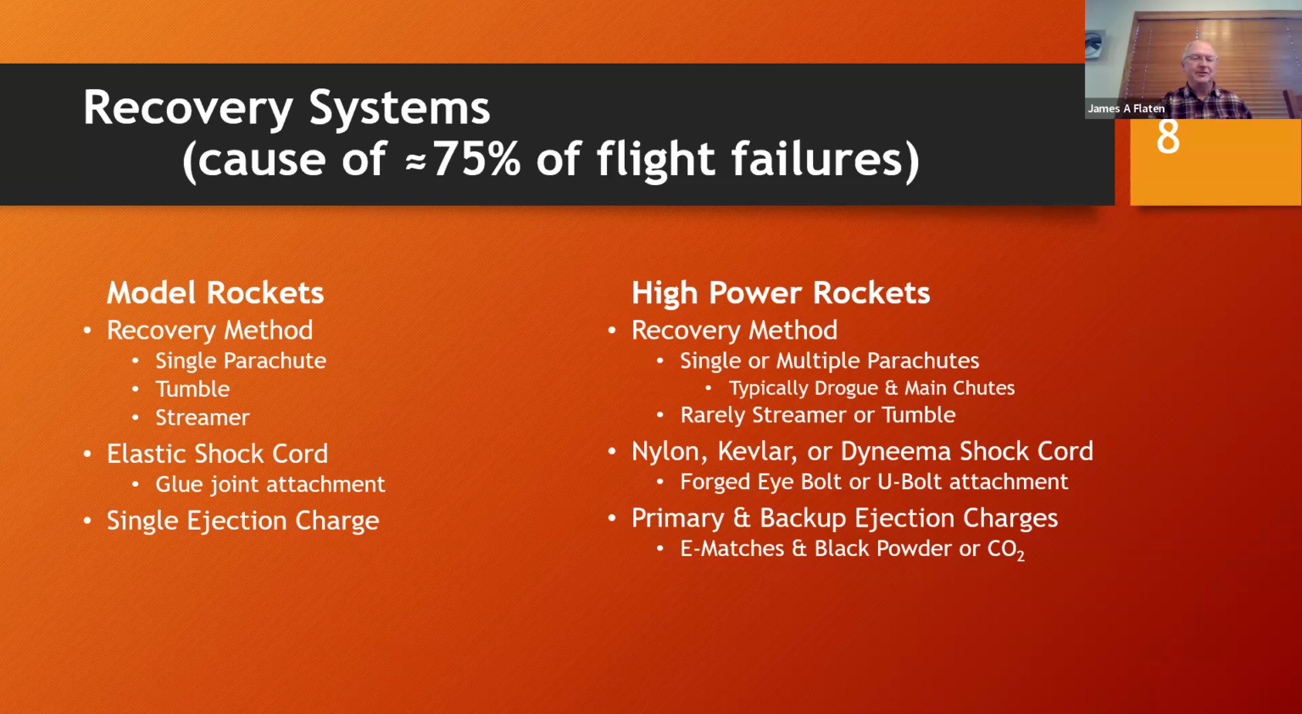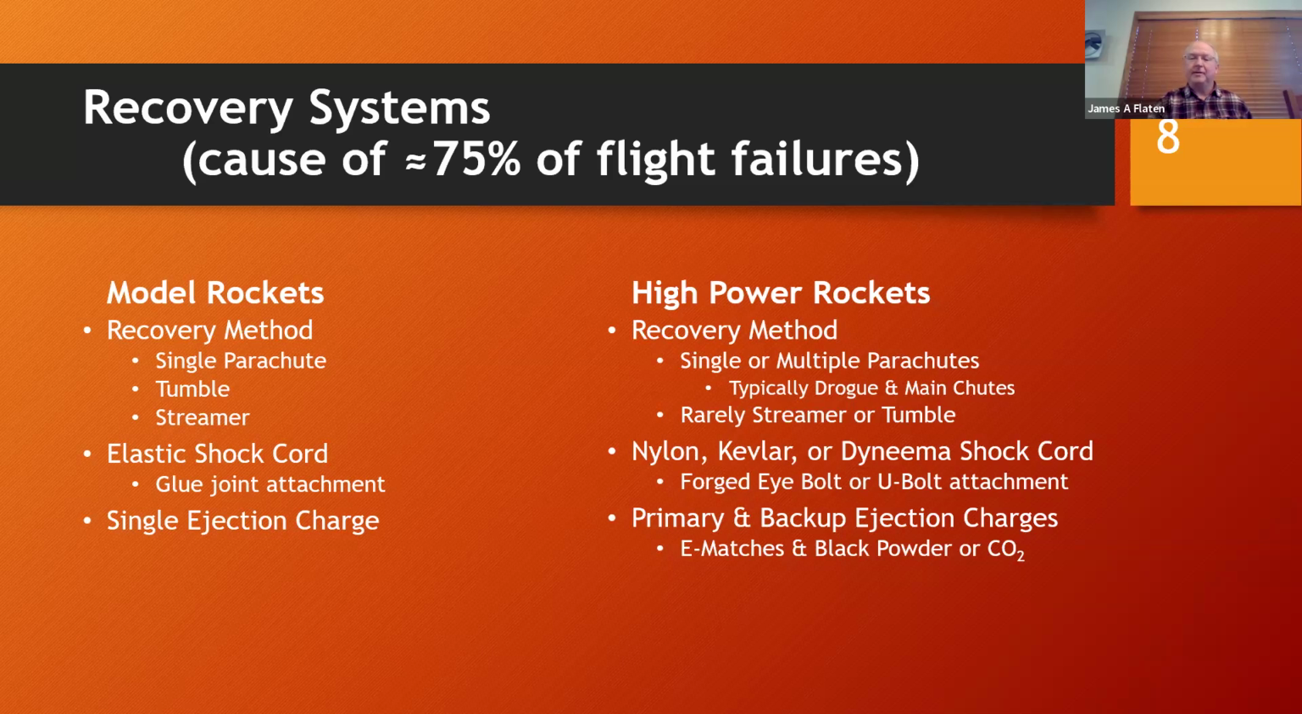If you glue the shock cord, the glue joints can come apart. If the shock cord is elastic and you extend it too hard, you can break the elastic. Model rockets almost always fly with a motor and a motor eject, so a single ejection charge. High power rockets do many of the same things, but just significantly stronger, okay?